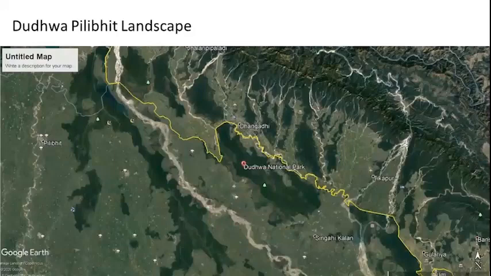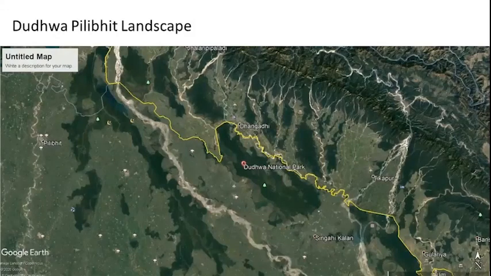So frankly, ex gratia has to be accompanied by a midterm or a long-term measure of natural prey augmentation, removal of cows, and such like, so that you get time. So ex gratia gives you time basically to put into place your mitigation processes. Now we move to the second site, that's Dudhwa Pilibhit landscape.